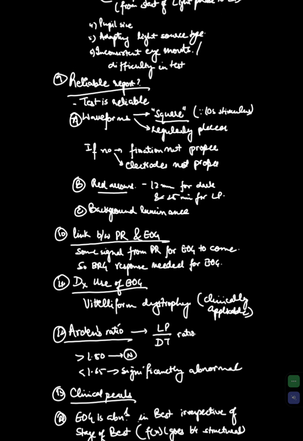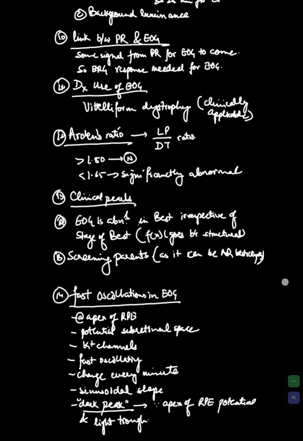What is Arden's ratio? Arden's ratio is the light peak divided by the dark trough ratio. If it is more than 1.5, the patient is normal. Less than 1.5, it can be significantly abnormal. More than 1.8 is normal. Less than 1.65 is significantly abnormal.